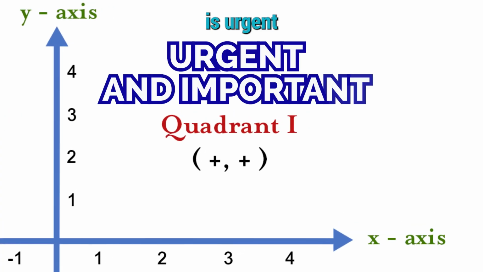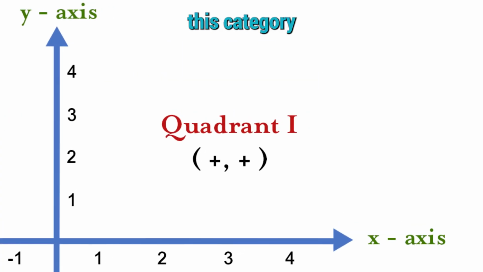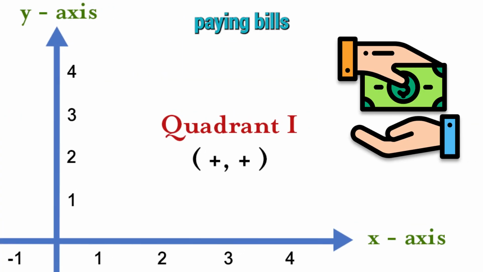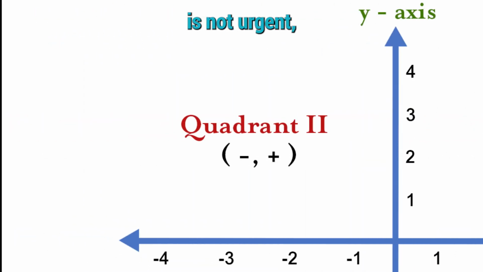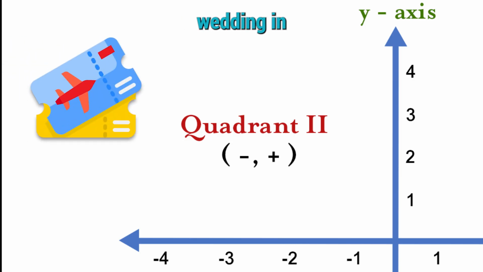Quadrant 1 is urgent and important. Tasks in this category are priorities. For example, paying bills on time or completing a project with a specific deadline. Quadrant 2 is not urgent but important. Tasks in this category are often goals and planning. For example, booking a flight for your friend's wedding in 2 months.